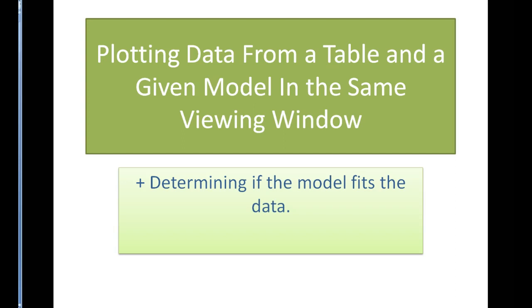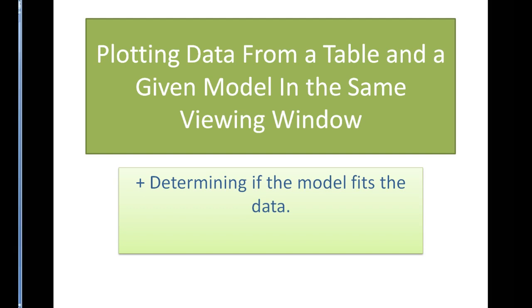Let's take a look at how we can plot data from a table and from a given model, whether it's linear or quadratic, in the same viewing window or on the same graph, and determine whether the model that we're given fits the set of data that we're given.